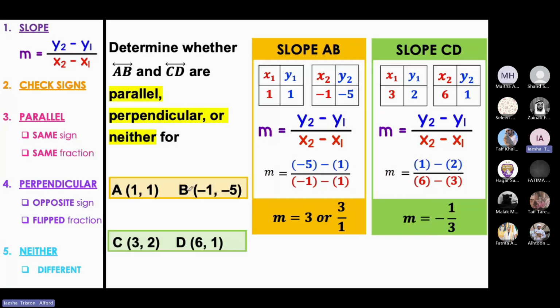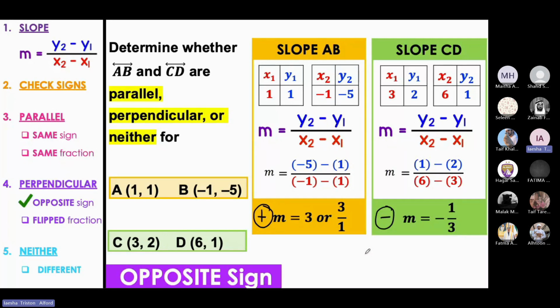Check the signs. For the yellow slope, it's positive or negative? Positive. This one is positive. For the green slope, it's positive or negative? Negative. So, same sign or opposite sign? Opposite sign. So maybe the name will be perpendicular. You cannot decide until you check the fraction. They have to be flipped fractions.